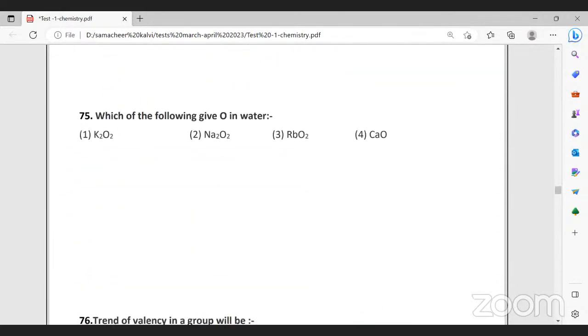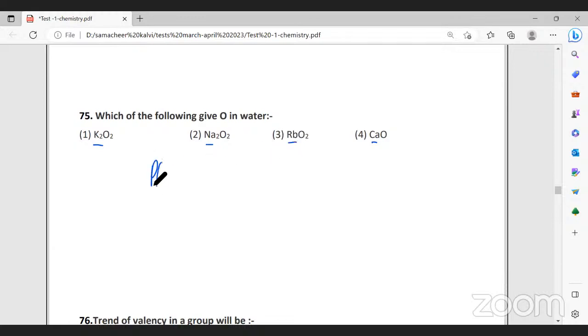Next, which of the following gives oxygen in water? Now you can see potassium, sodium, rubidium, calcium. These are all metals. This is potassium peroxide, this is sodium peroxide, this is calcium oxide, and this is rubidium dioxide. Which of the following gives oxygen in water?